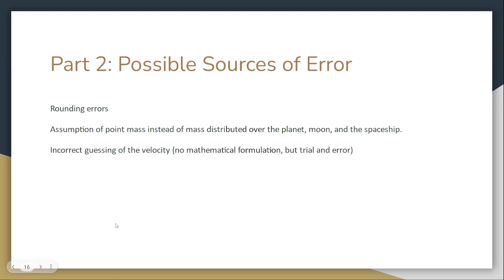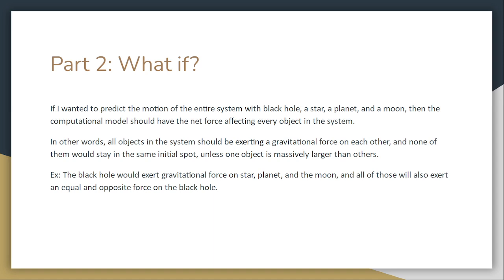So, possible sources of error: there could have been rounding errors, and also the assumption of point mass instead of mass distributed over the planet, moon, and the spaceship could have caused errors. There was also incorrect guessing of the velocity because there was no mathematical formula to find it, but rather it was trial and error.